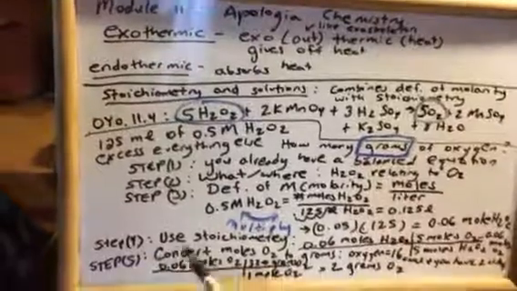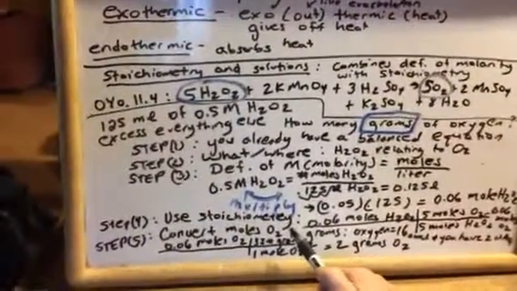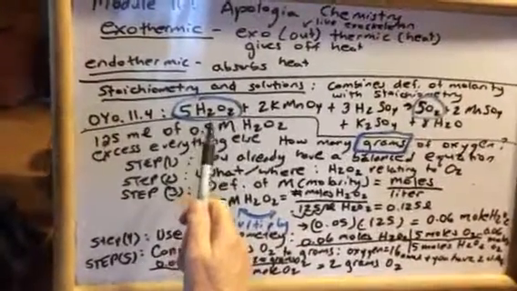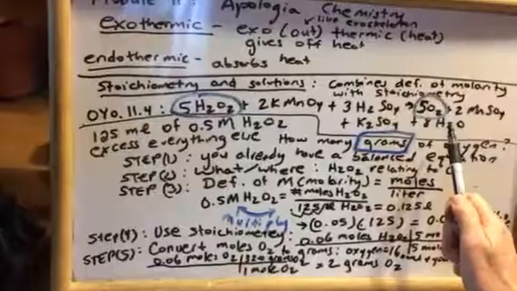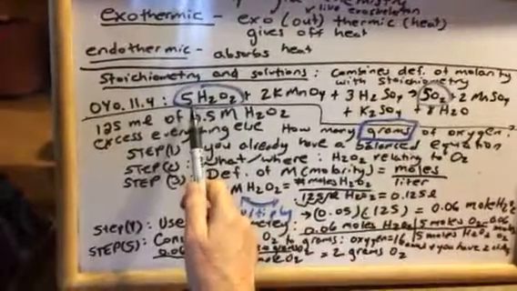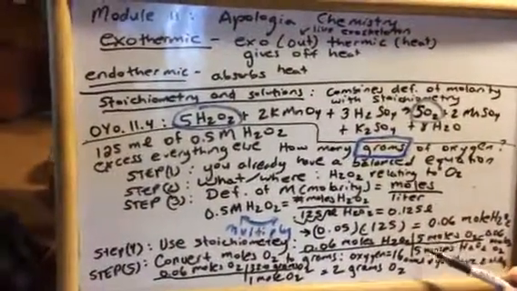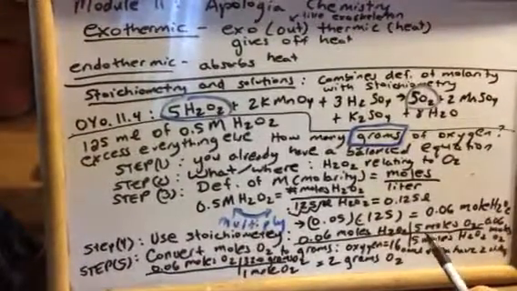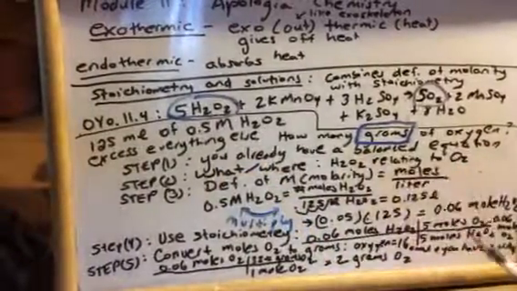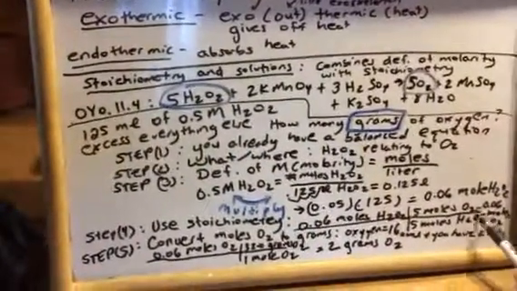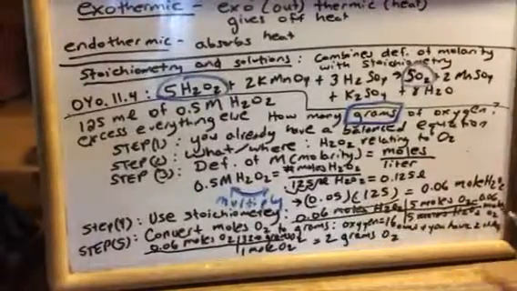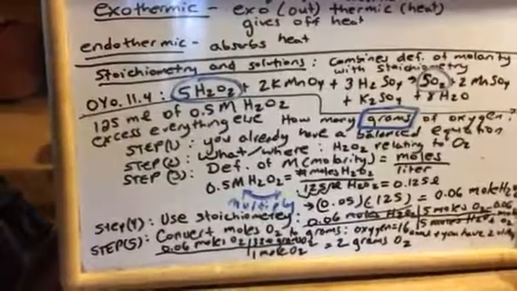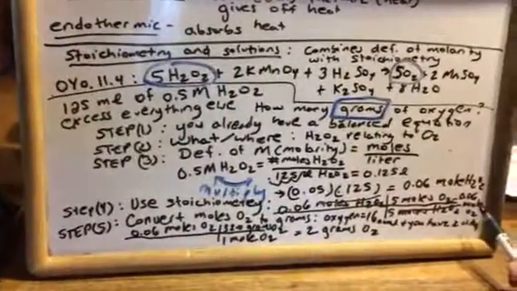For step 4, we're going to use stoichiometry, the relationship in the recipe. Looking at the relationship between H2O2 and O2, we find that it's a 5 to 5 relationship. We said we had 0.06 moles of H2O2, and we use the stoichiometry, 5 to 5, moles of O2 to moles of H2O2. The moles of H2O2 cancel out, and we end up with the moles of O2. We found that we have 0.06 moles of O2.